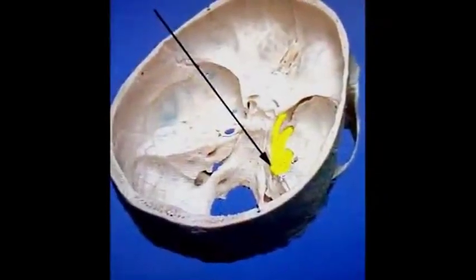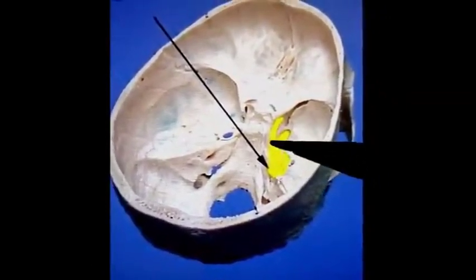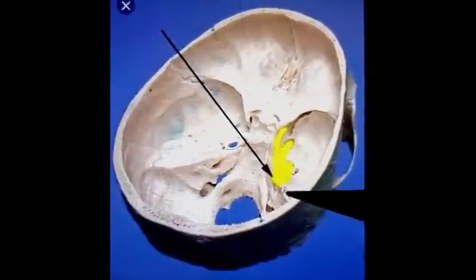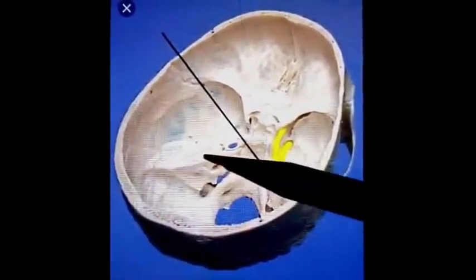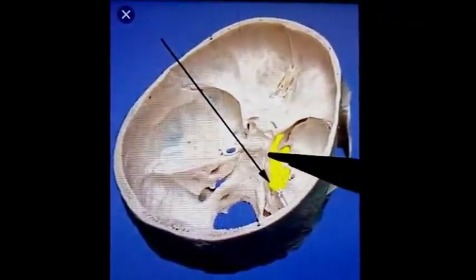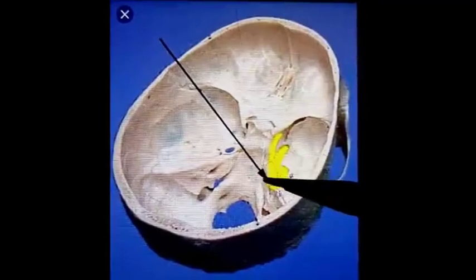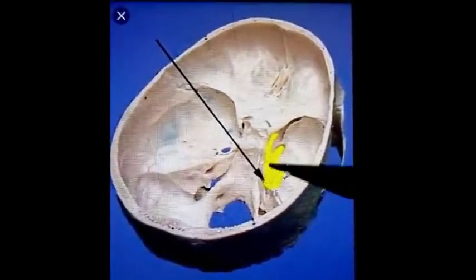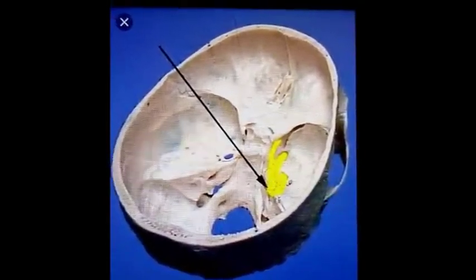Location of this ganglion. Trigeminal ganglion lies on the trigeminal impression on the anterior surface of the petrous temporal bone near its apex. So this is the petrous temporal of one side, this is the petrous temporal of the other side, and here lies the apex of the petrous temporal. So in this area lies the apical part of the petrous temporal, over which lies the trigeminal ganglion.